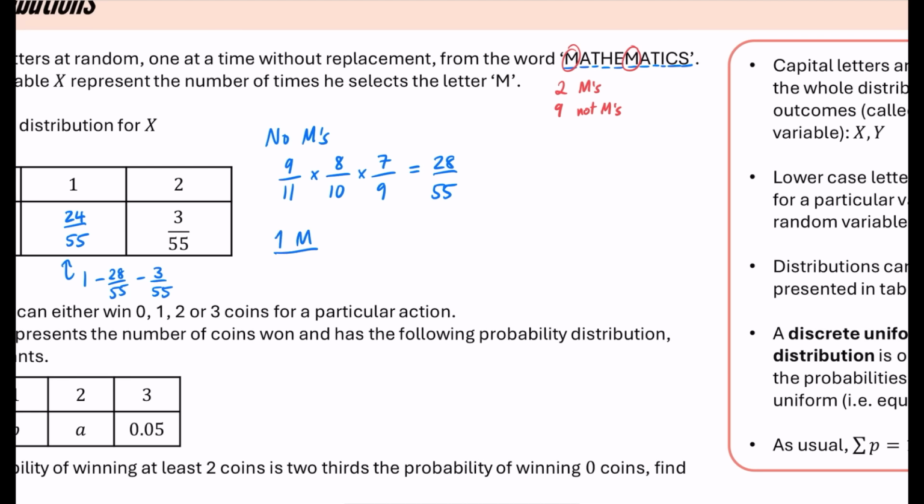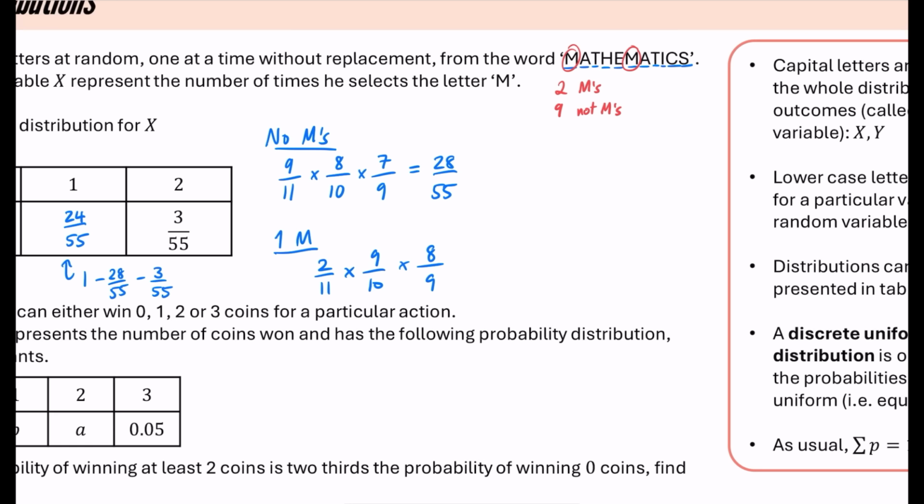Now, if you wanted to work out the probability of getting 1 M, I will do it very, very quickly. For 1 M, we would have to pick an M on the first go, possibly on the first go, so that would be 2 out of 11. There'll still be a 10 and a 9 for the other parts because we've got one letter less each time. But because we only picked an M here, there are still 9 not M's, and then there would be 8 not M's because one of them got picked on the second go. Now this, if I do my 2 11ths times 9 tenths times 8 ninths, I get 8 55ths.